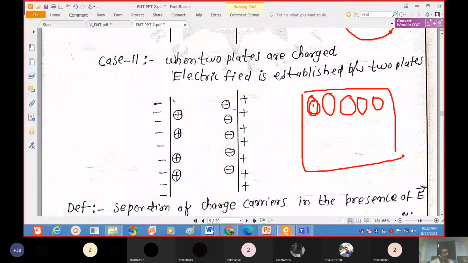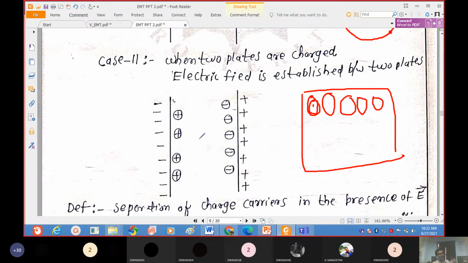But if you take conductors, why do they not exhibit polarization? In conductors, free electrons are already present. Due to those free electrons, current passes through the circuit. Those free electrons reach the plate, and conduction takes place, and current passes through the circuit.